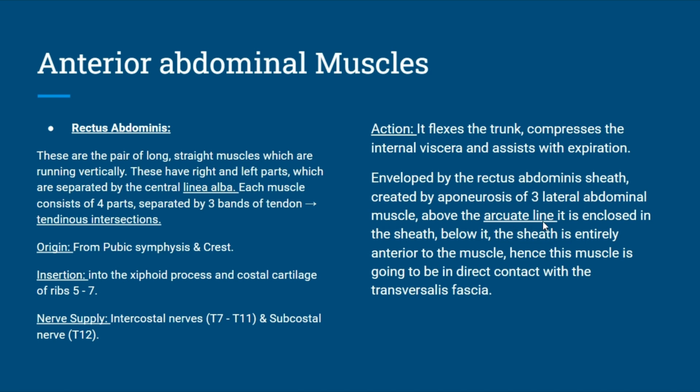And above the arcuate line, we're going to look into that later, it is enclosed in the sheath. Below it, the sheath is entirely anterior to this muscle. Hence, the whole muscle is going to be in direct contact with the transversalis fascia. So, above the arcuate line, which is basically the line running through the umbilicus, it's going to be covered with the rectus sheath, both anterior and posterior. But when you come down below the arcuate line or the umbilicus, the anterior is going to be covered with the rectus sheath. The posterior is going to be touching the transversalis fascia. We're going to look at that in detail in the coming slides.